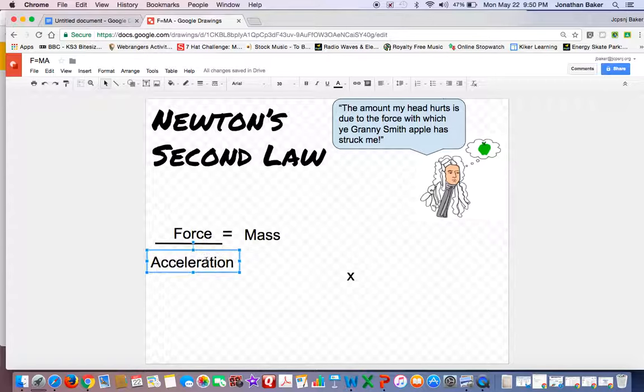It's pretty cool. So that's basically what you're going to do with this problem set. You're going to go ahead and move around the equation pieces to be able to calculate an unknown. So if we know two of the three, we can calculate the third.